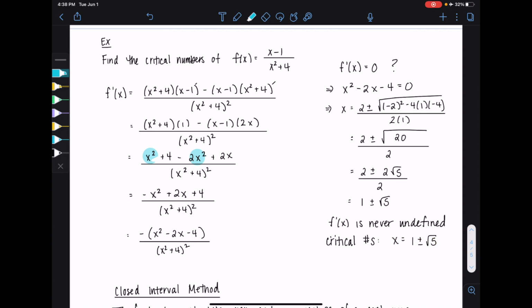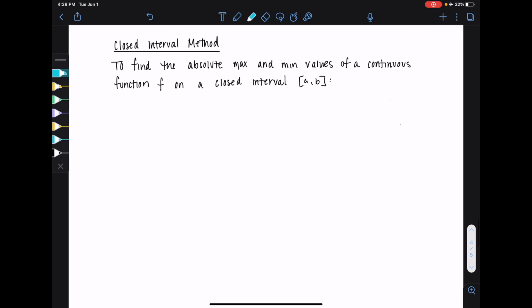We'll learn about the first derivative test. We'll learn about a second derivative test. The last thing we're going to do in this section, though, is we're going to talk about a method to actually find extreme values on a closed interval. And so this is basically applying the extreme value theorem to give us the exact value of the absolute max and the exact value of the absolute min.